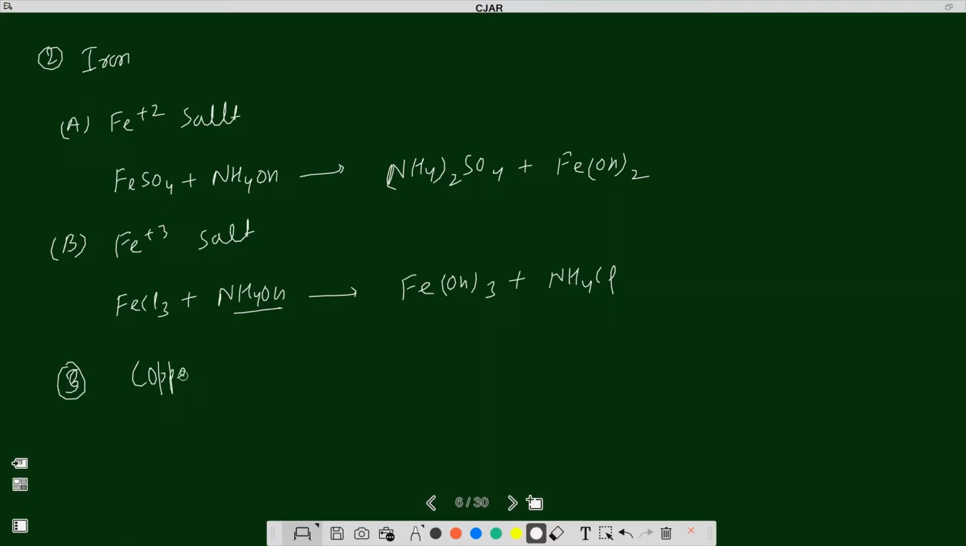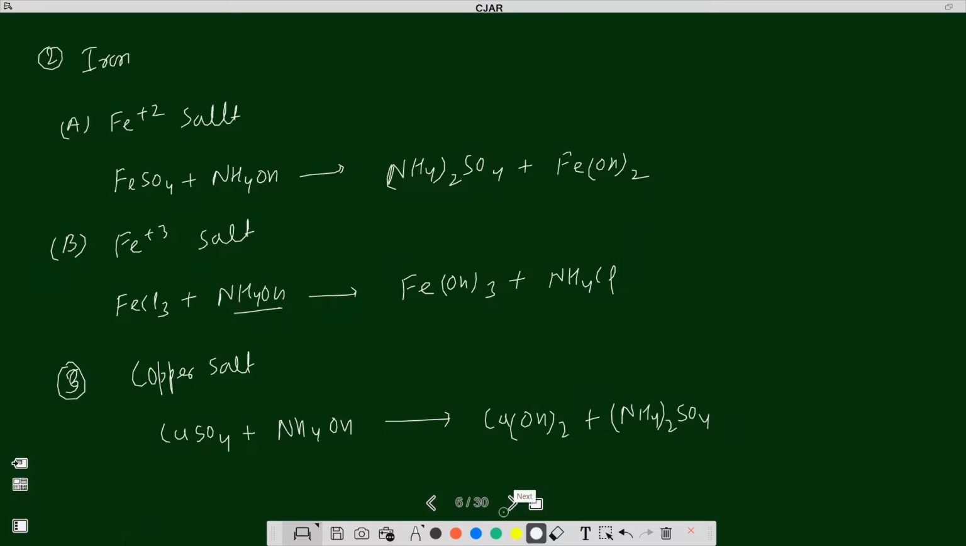Copper salt, here I'm taking the example of copper sulfate, and we are adding ammonium hydroxide. Then what will form? Copper hydroxide will be formed, and (NH4)2SO4, ammonium sulfate, will be formed. So in this way copper salt will react.